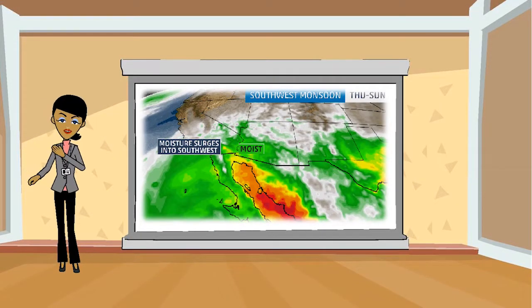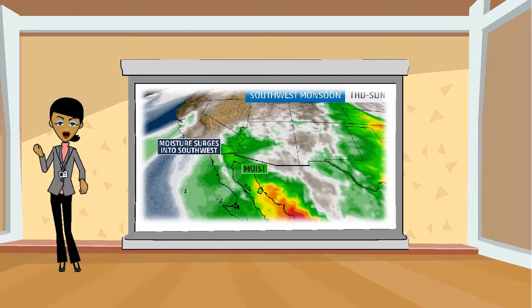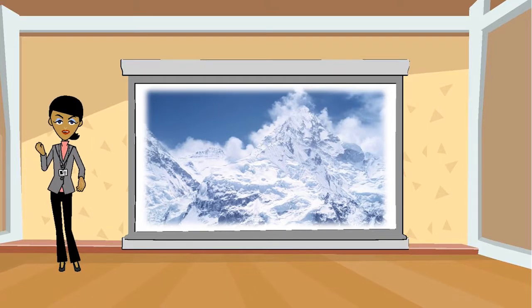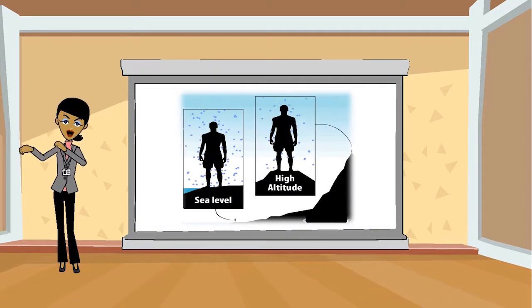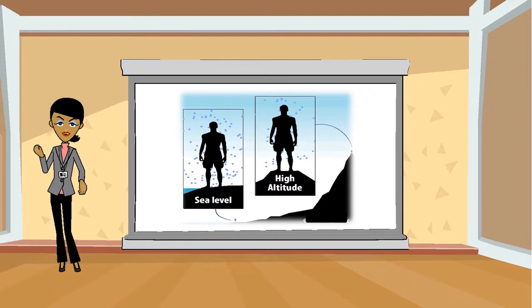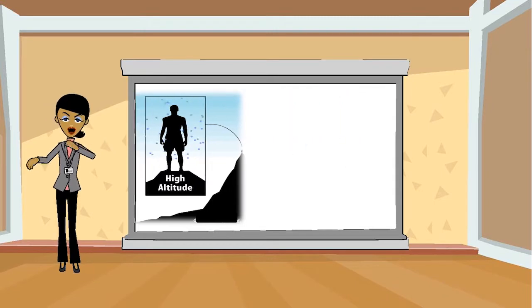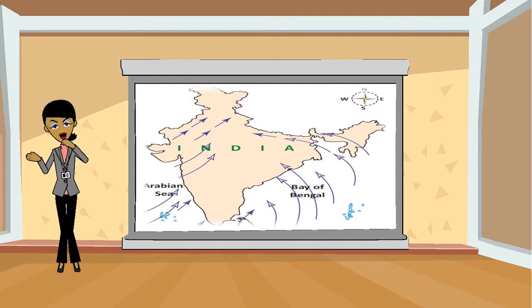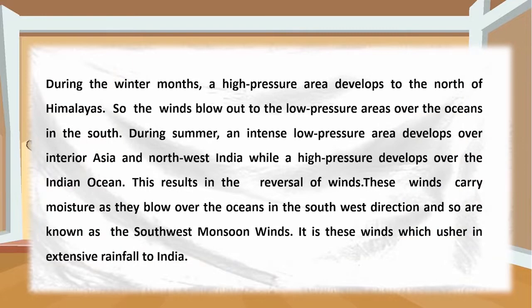In winters, the north of the Himalayas experiences a high pressure area. As a result, winds blow to the low pressure areas towards the south over the oceans, whereas in summer, excessive low pressure area gets generated over interior Asia and northwest India. High pressure develops over the Indian Ocean. As a result, winds get reversed. These winds move in a southwest direction and acquire moisture as they move over the oceans. These moisture loaded winds are called southwest monsoon winds. Southwest monsoon winds generate extensive amounts of rainfall in India.